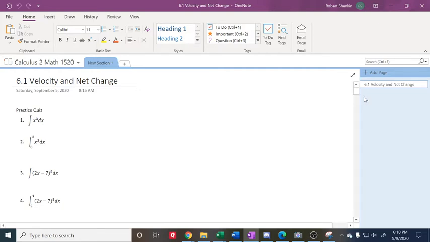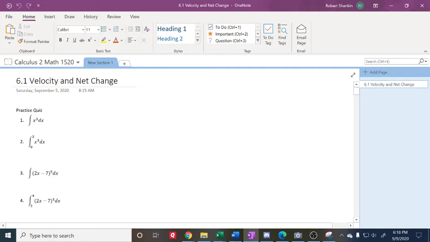You see on the far right it says 6.1 velocity change. After the next lesson there'll be a 6.2 tab right there, and we'll have this all filled up by the end of the semester. The notes for everything. All right, so we're going to start with a practice quiz.